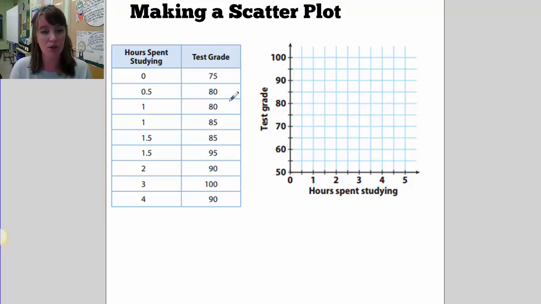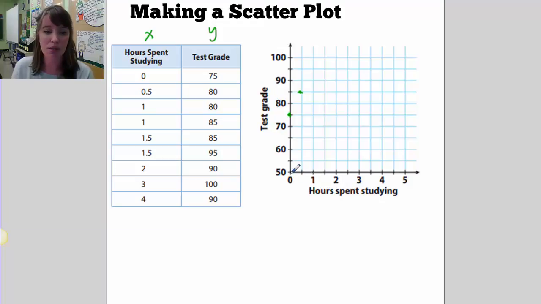So we have 0, 75. So at 0 we plot 75. Then at half an hour we have a grade of 30. And what I actually should have done is I should have taken a second and looked at the graph. So let's just stop for a minute. Along the x-axis we have hours spent studying, and along the y-axis we have test grade. Always make sure that they're arranged in the table the way you think they should be, which is that the left column is the x coordinate and the right column is the y coordinate, because every once in a while they'll switch those two around. You can check that by the labels on the graph that they give you.